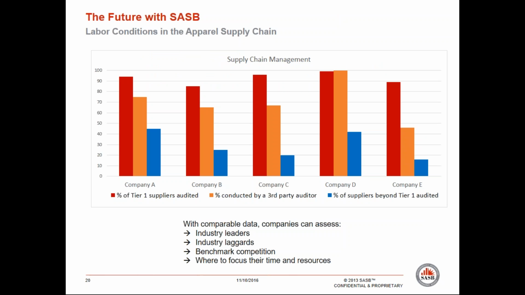And this is the future that SASB envisions. This is comparable data on companies on this topic. So you can see who are the industry leaders, who are the industry laggards, and you can benchmark yourself. Where are you against your industry peers? And you can see if you are focusing on Tier 1 and you are relatively similar to your peers, and you can focus your time and resources on the areas that you need to be improved.